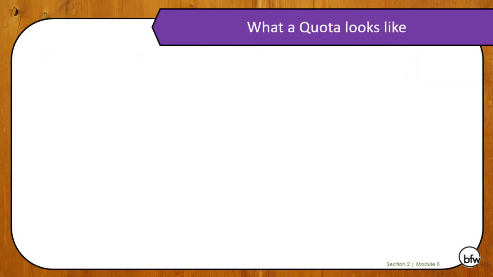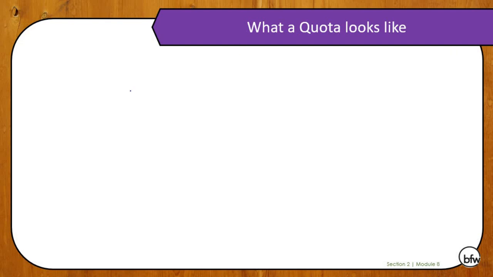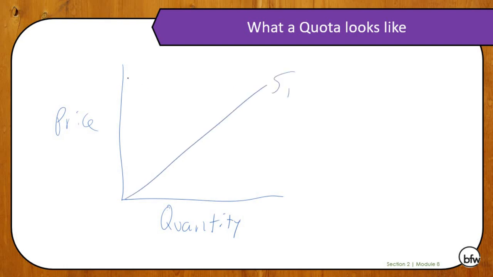All right. So basically what a quota looks like is, and you're going to draw this on the graph here, we've got our supply and demand curve. Always make sure that you're drawing this and labeling it. I know it can seem like a lot, but I promise you it will help you on the AP exam.